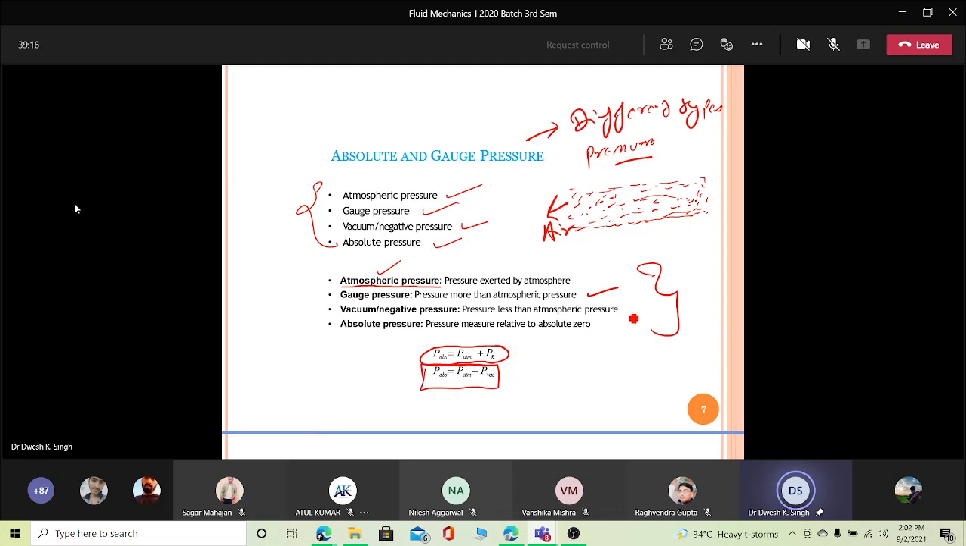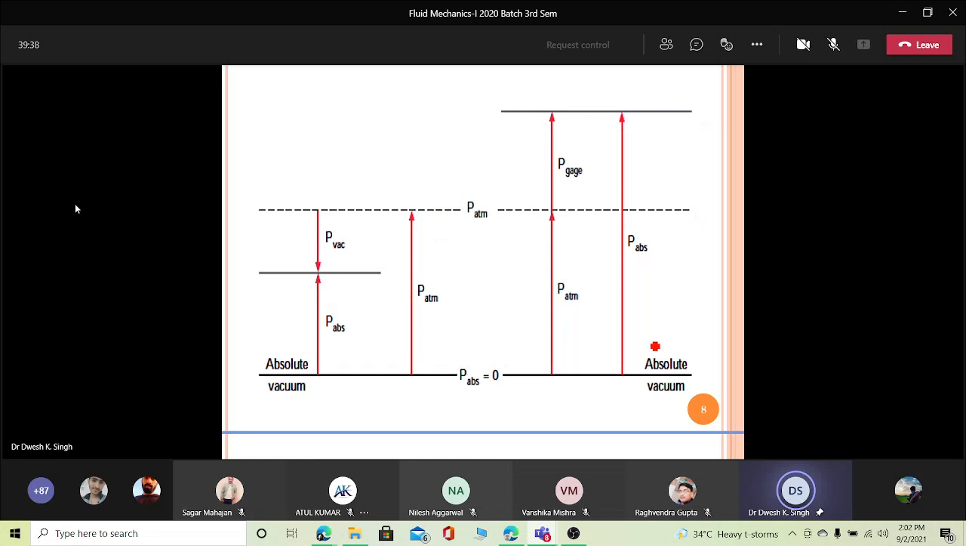Now, the pressure which is less than the atmospheric pressure, as soon as we start moving down, is called pressure less than atmospheric, and it marks the start of the vacuum. We will discuss this. Just consider this the definition: pressure measured relative to absolute zero. Now let me take this figure and elaborate this one by one.